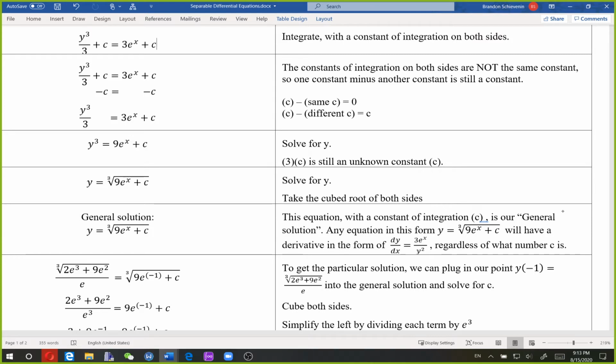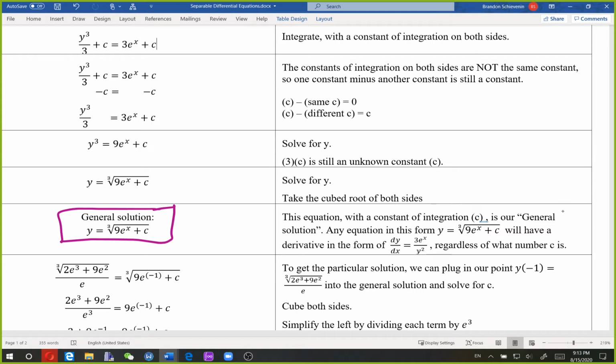Okay, then I've got y cubed equals something, so I'm going to take the cube root of both sides. If I do, I've got y equals the cube root of 9e to the x plus c, where c is a constant we don't know still. And that becomes our general solution. Okay, this is a general solution because I have solved for y. So we have solved the differential equation.